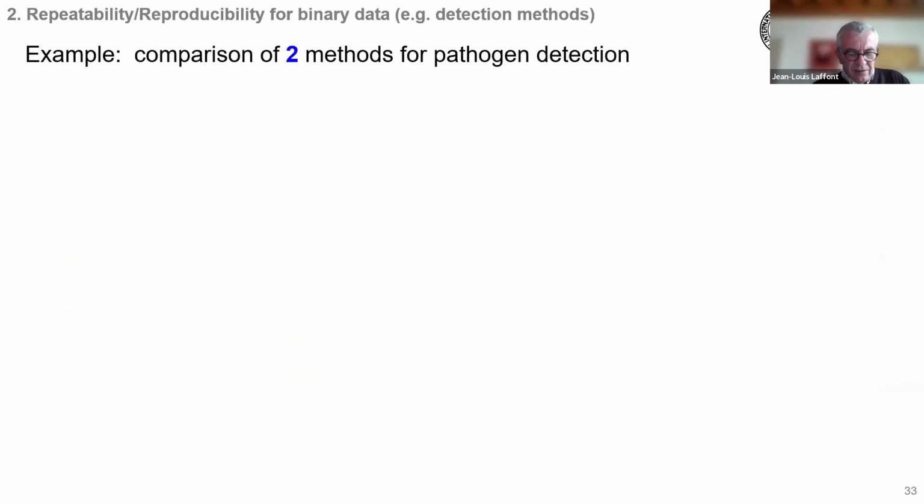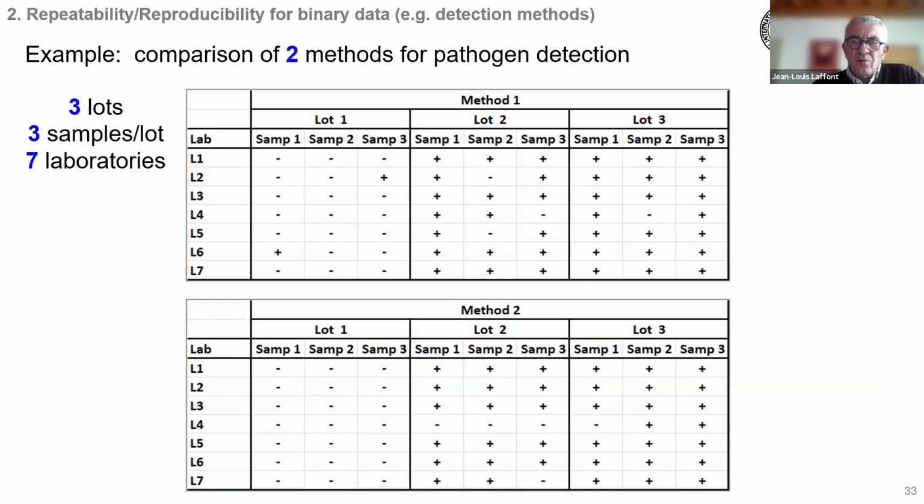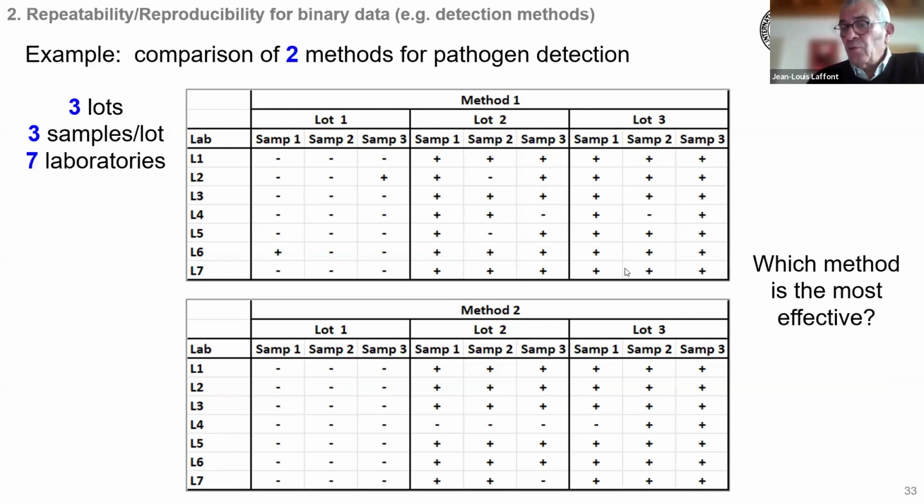Now let's see another example. We want to compare two methods for pathogen detection, so we conduct a multi-laboratory collaborative study. We consider 3 lots, 3 samples per lot, and we have 7 laboratories participating in this collaborative study. Here are the results for method 1 and for method 2. And the question is, which method is the most effective?